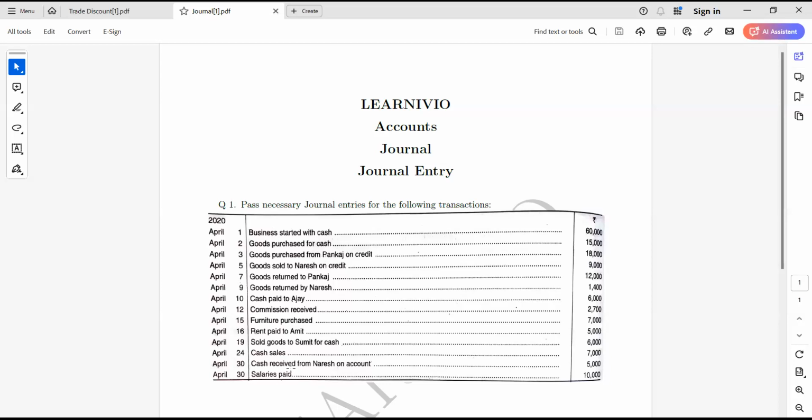Sold goods to Sumit for cash. Cash is coming in and goods are going out. So it will be sales account debit to cash account, right? Cash is coming or going? No, sorry, cash is coming. Cash account debit to sales account. Yes, very good.